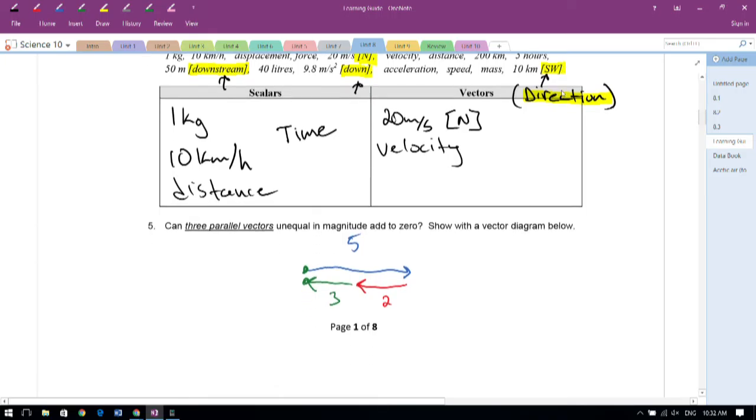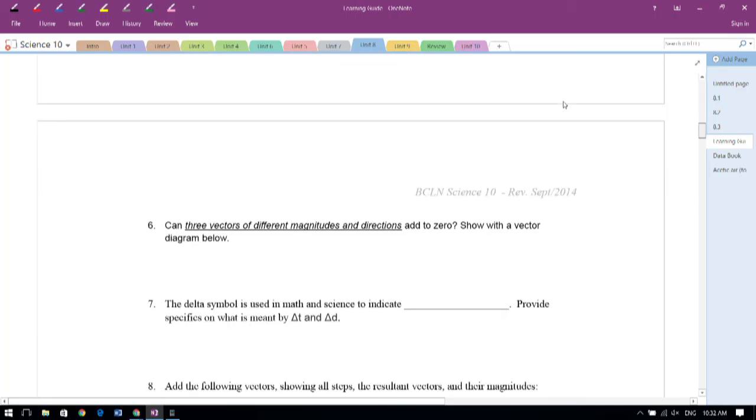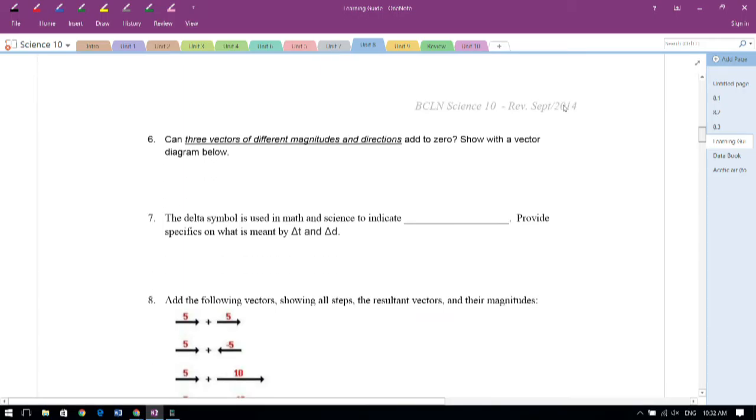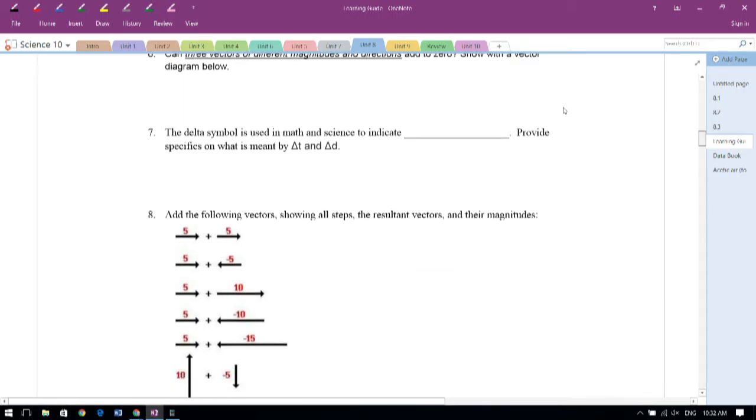Can 3 parallel vectors of unequal magnitude add to 0? So I did that. Can 3 vectors of different magnitudes and directions add to 0? Show a diagram. We did number 8 in the notes. We didn't talk about number 7, but we will next day. I'll just tell you what it is now, just so you can have it in your learning guide.